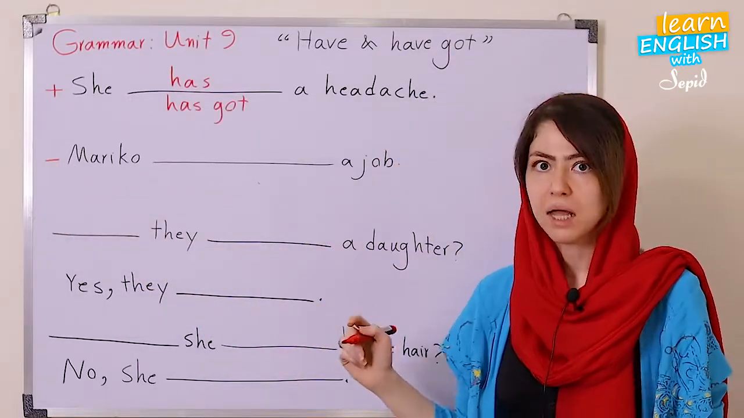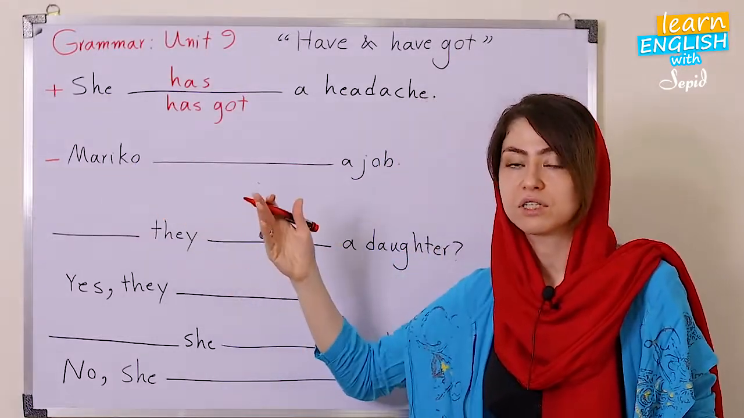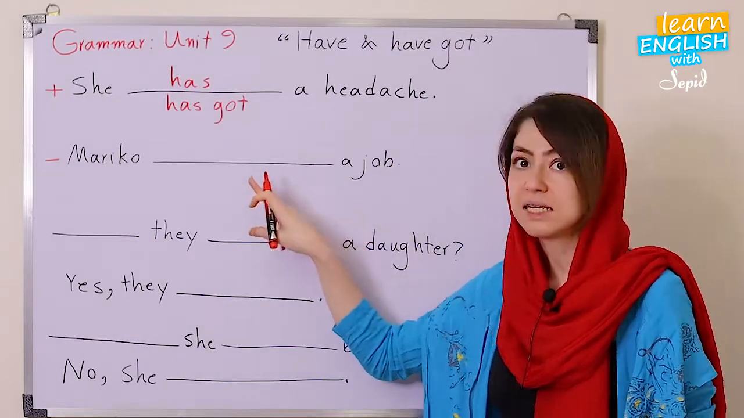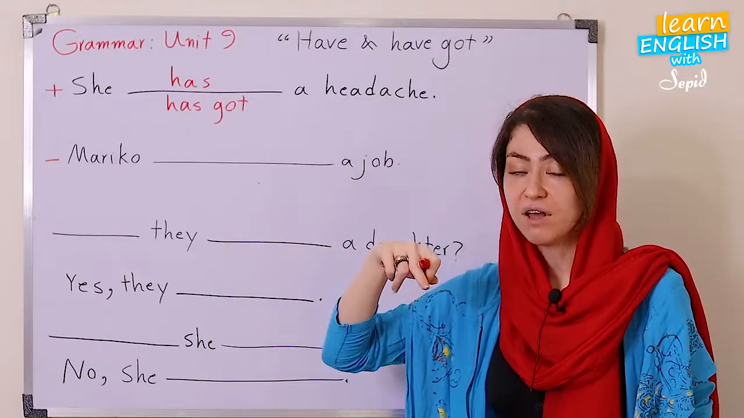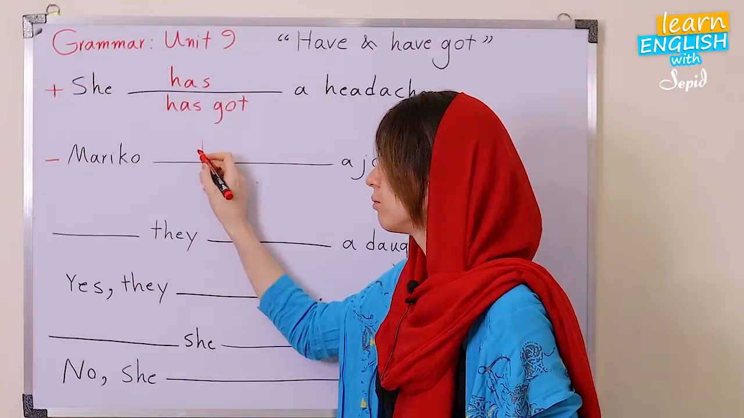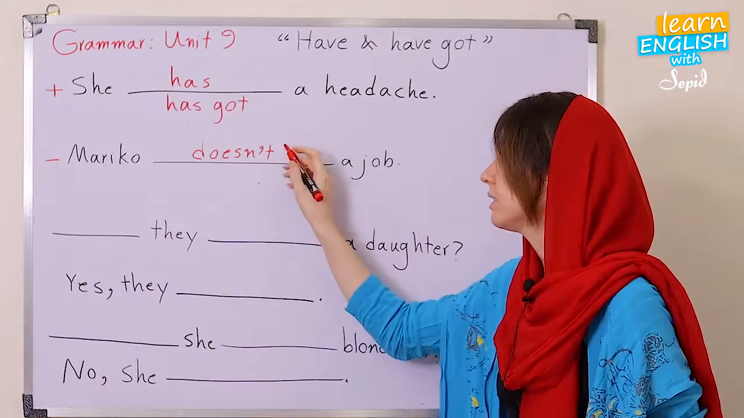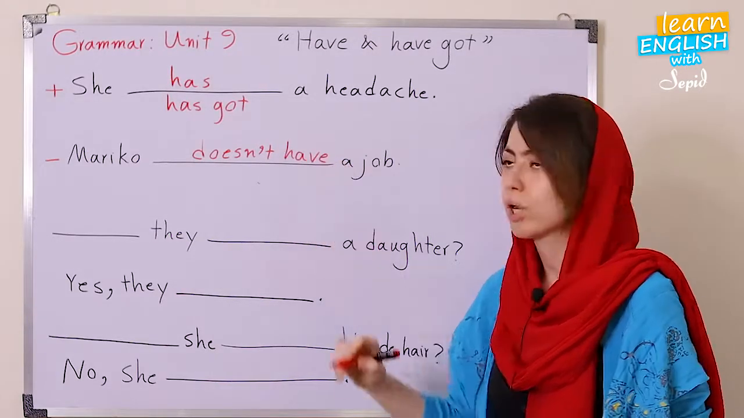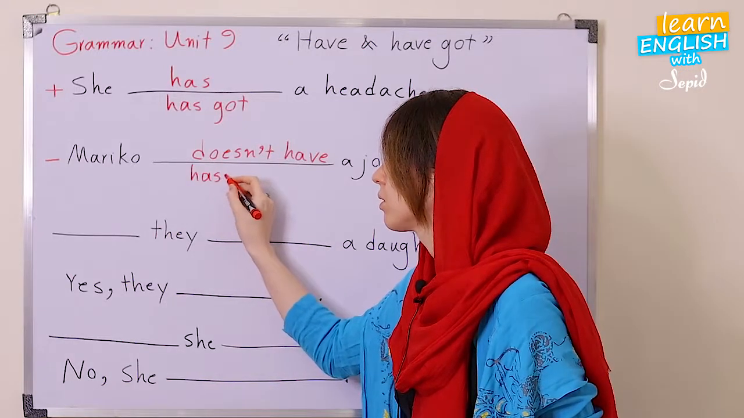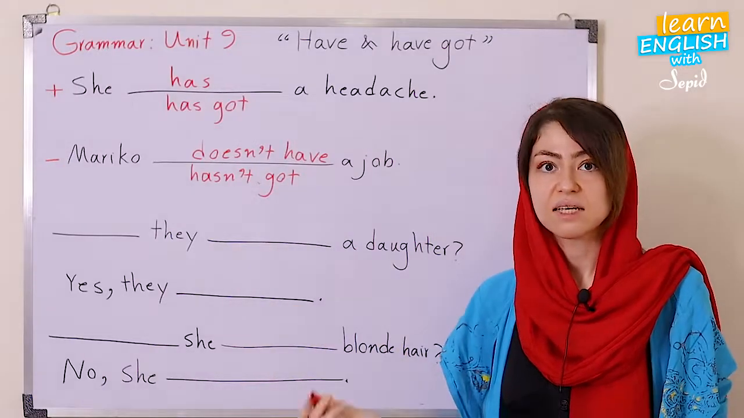Now let's go to the negative form. Mariko a job. Because Mariko is the third person, we should use has instead of have, or as a negative form, we should use Mariko doesn't have. So this is one possibility. Another one, Mariko hasn't got. Doesn't have, hasn't got.